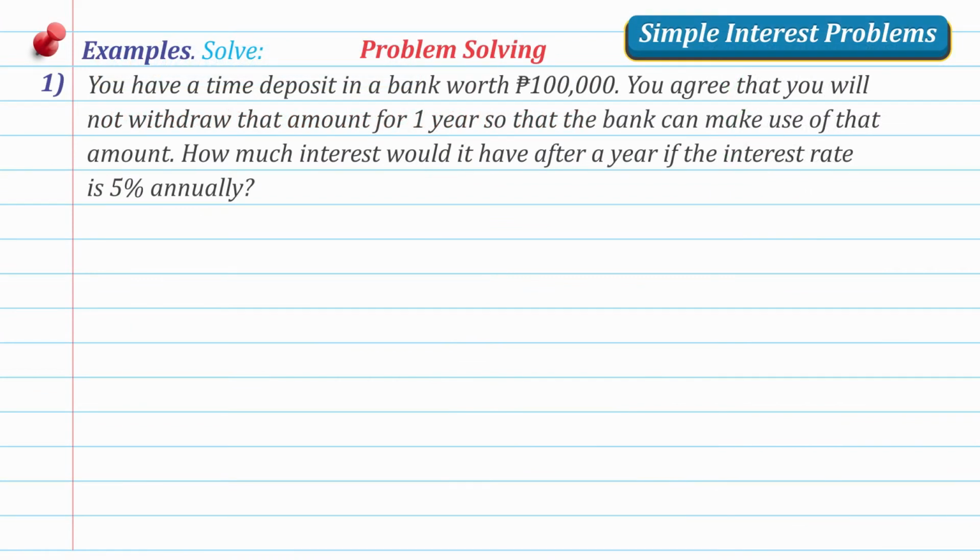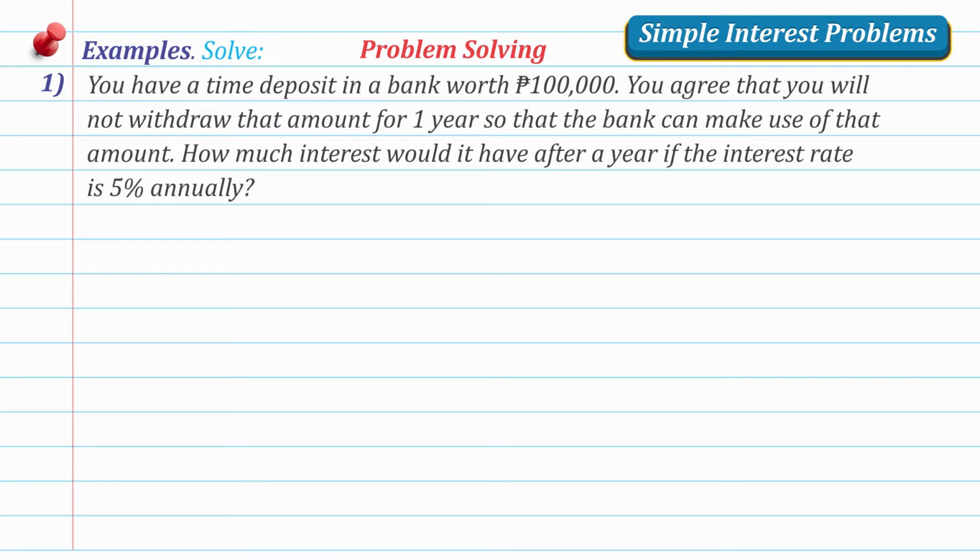Let us show an example of how we compute bank interests. Let us say you have a time deposit in a bank worth 100,000 pesos. You agree that you will not withdraw that amount for 1 year so that the bank can make use of that amount. How much interest would it have after a year if the interest rate is 5% annually?